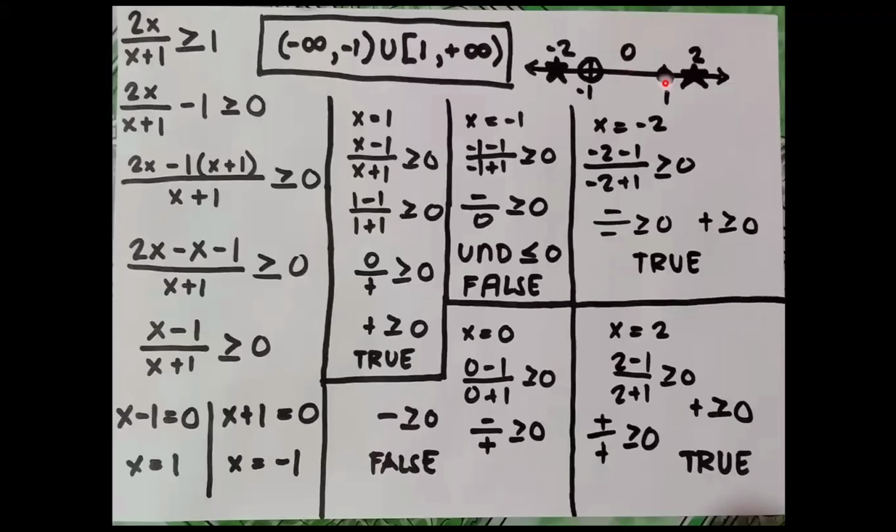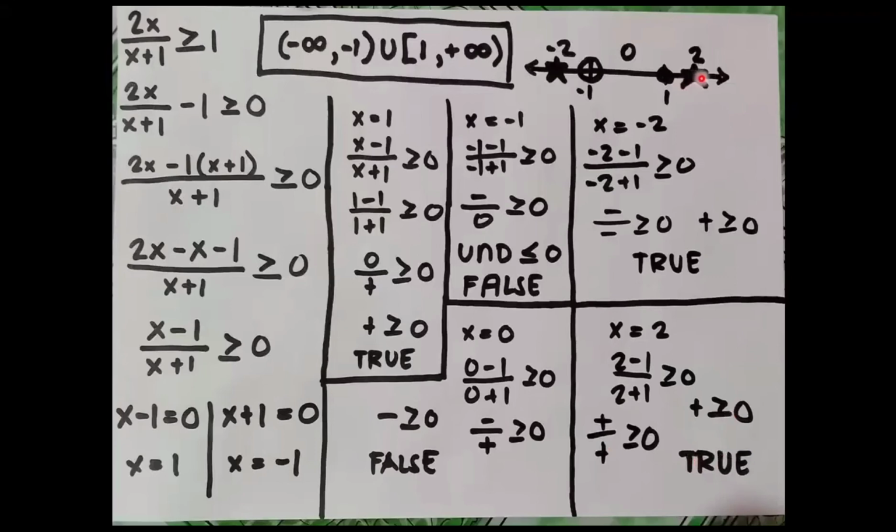So next, we will have to find a number that is greater than 1. So the number greater than 1 is 2. So we'll put here x equals 2. Then 2 minus 1 over 2 plus 1. 2 minus 1, the answer is positive. 2 plus 1, the answer is positive. So positive divided by positive equals positive, greater or equal than 0. So this region is true. So we will put a star here.